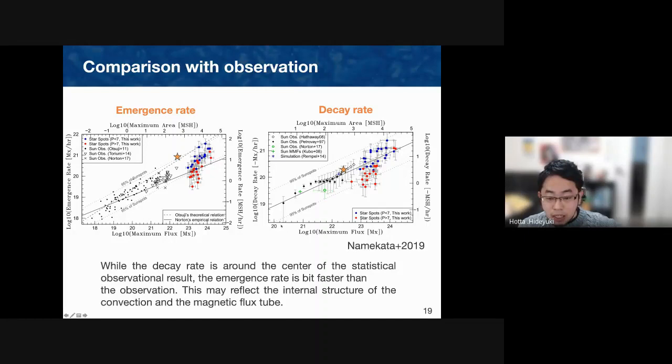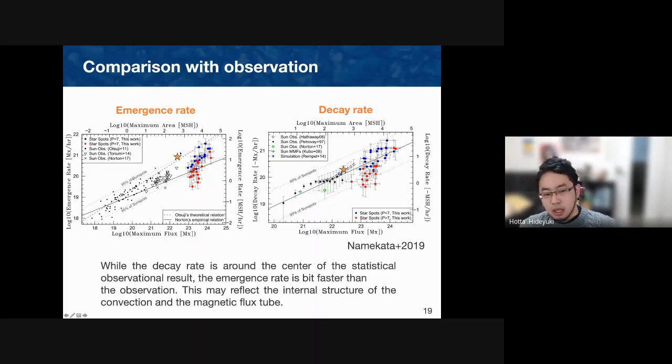And unfortunately, our emergence rate is a bit larger than the observation. But in this range there is only one observational result, done by Toriumi-san, and anyway this may be larger than the observation. Maybe the emergence rate depends on the convection structure and the initial distribution of the magnetic flux. So maybe our initial distribution is different from the real one, and this causes the difference from the observation. And the convection may be different from the real one.